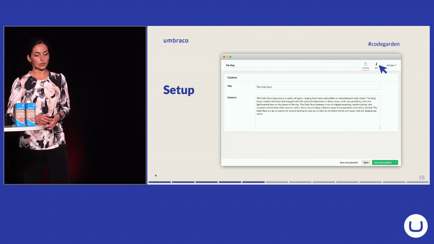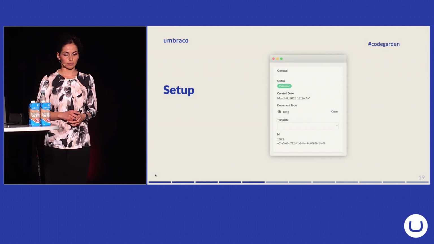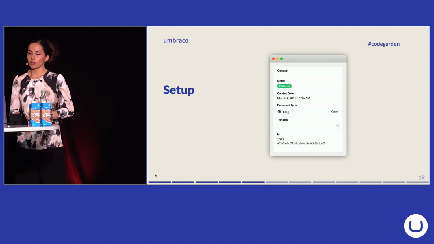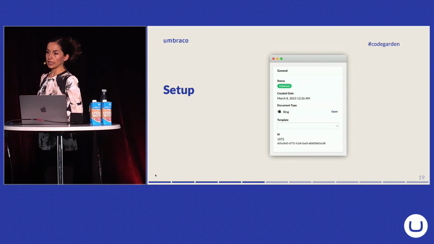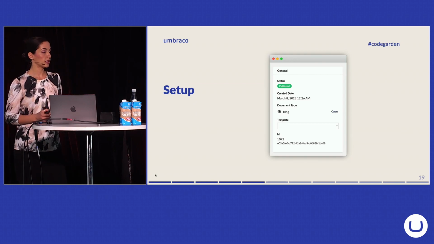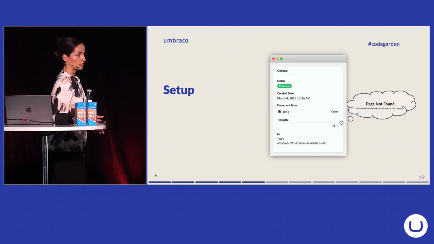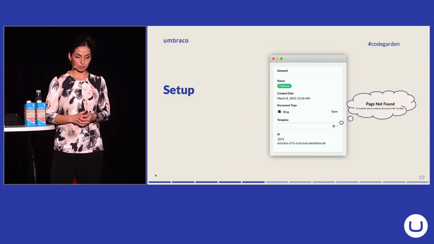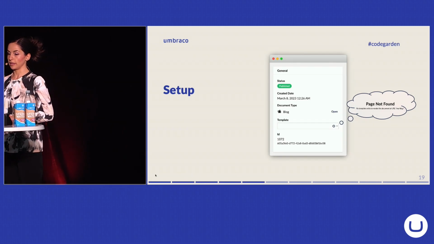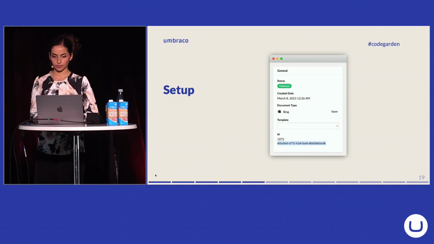If we navigate to the Info tab, we can see the general information, but most importantly, that there is no template for rendering associated with it. So if we try to open the URL of that node, we'll get page not found. But let's see what the delivery API has to offer in this case.